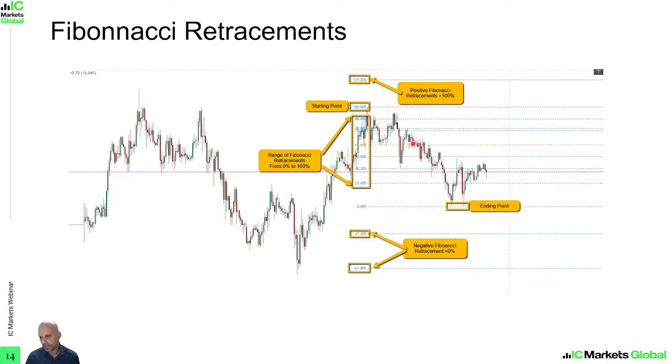Alright, so in this scenario here, we can see we've drawn the retracement on this downturn here, on this downtrend. So we started from 0.1, which is the starting point, and we've ended at the ending point, 0.2. So we'll always go from top left to bottom right for a downturn.